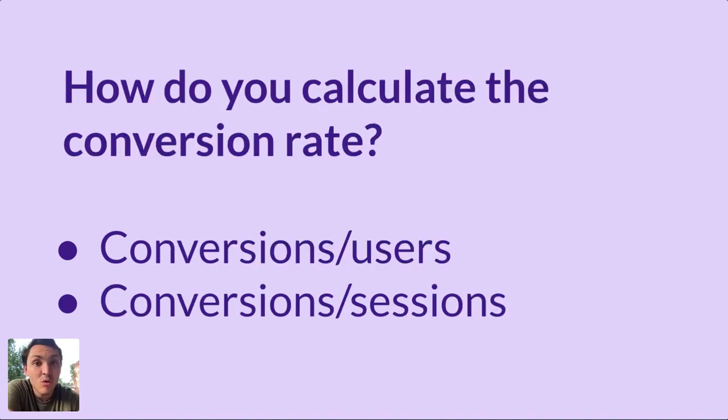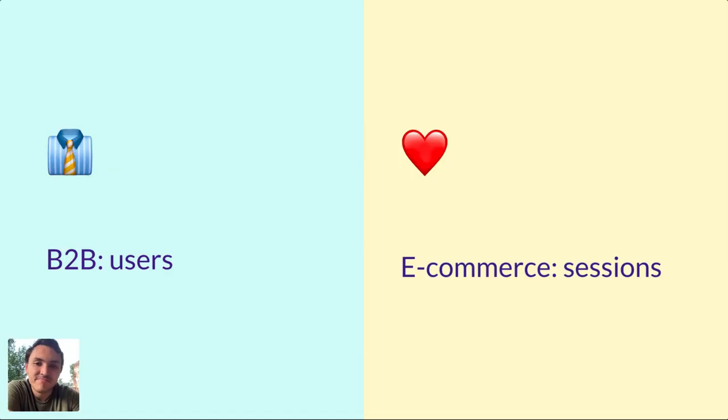If I ask you, how do you calculate your conversion rate for your business? What will you say? Conversions divided by users or conversions divided by sessions? Here's my take on this. Users are people, unique individuals. Conversions are events and sessions are events. So if I compare apples to apples, I will do conversions divided by sessions. But there is an exception to this.